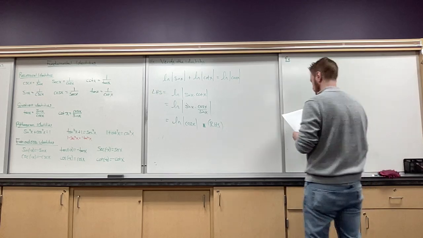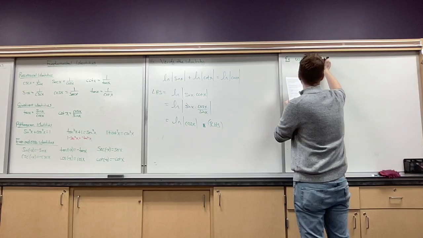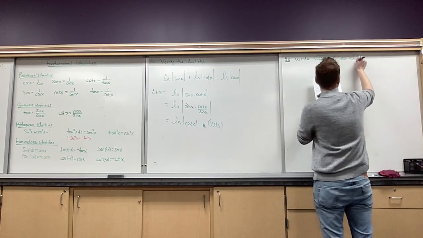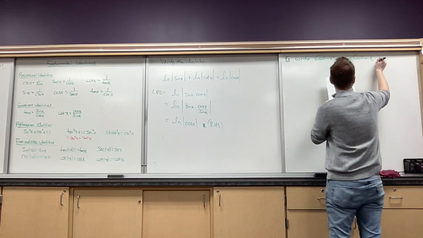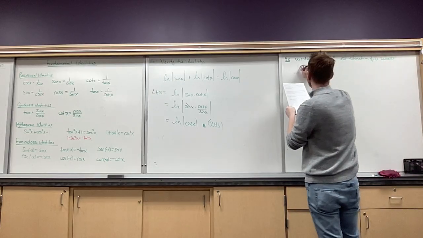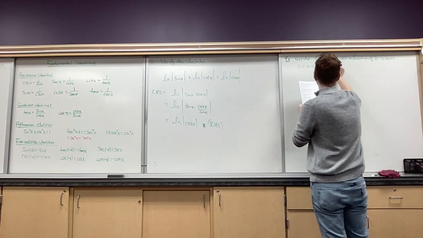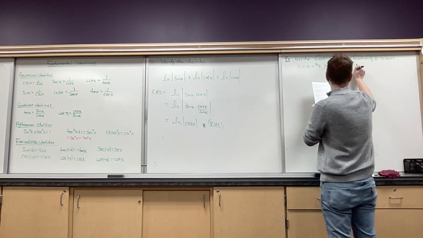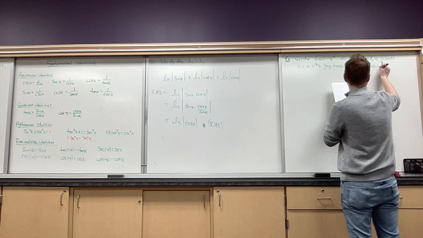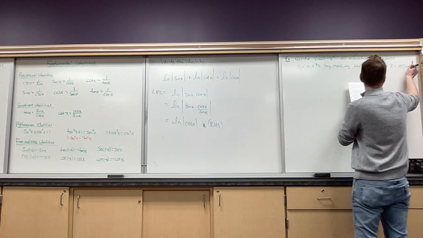Okay. So here's what we're going to do. We're going to write square root of 225 minus x squared as a function of theta, where theta is between 0 and pi over 2, by making the substitution x equals 15 sine of theta.